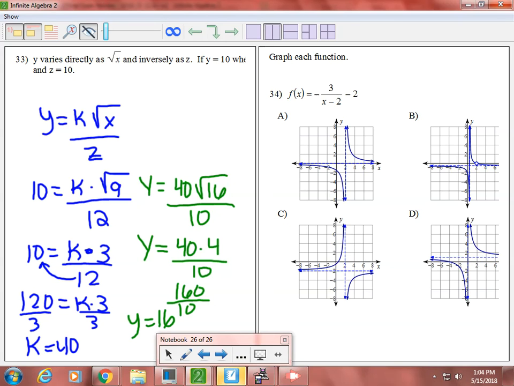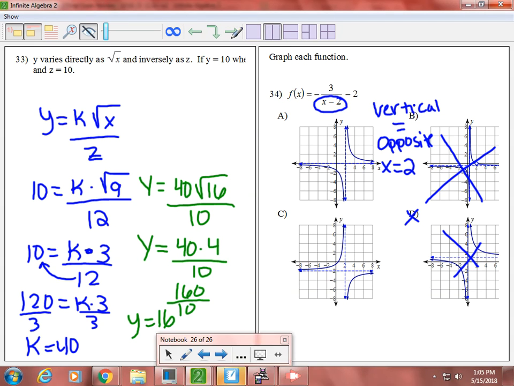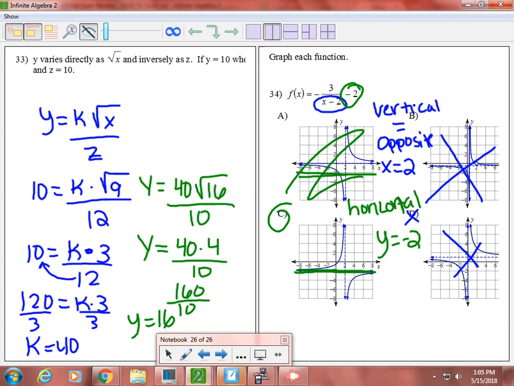The nice part about these graphs is that you just really need to find your asymptotes for this. So your vertical asymptote has to do with this. So the vertical is equal to the opposite. So here it's going to be x equals 2 because that's the opposite of the negative 2. So where x equals 2, you can already eliminate d and c. They're already out of there. So you're just looking at these two, and then our horizontal is the same as the outside. So it's y equals negative 2. So we're looking for which one goes through negative 2, and this one up here does not. So your answer to that is C.